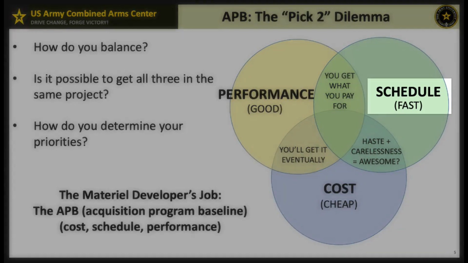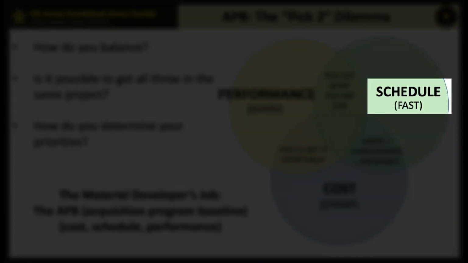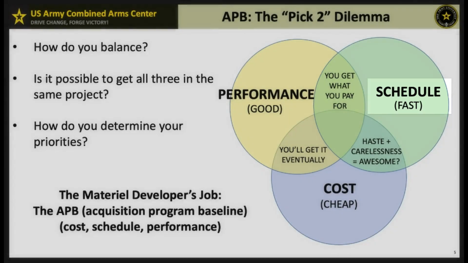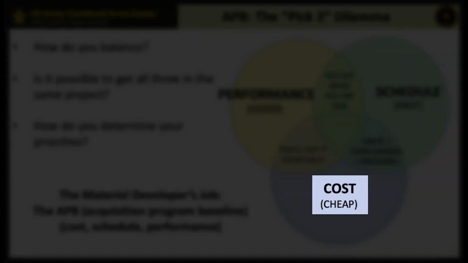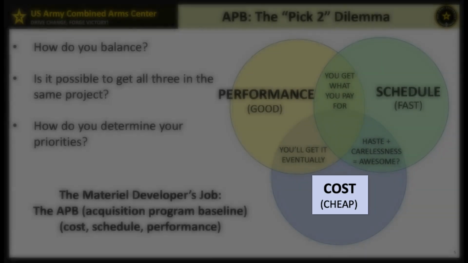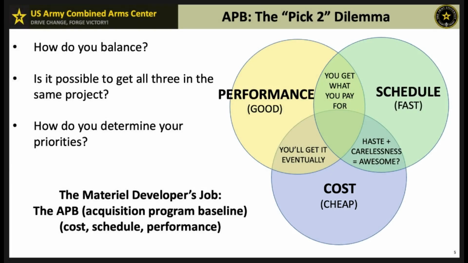Schedule, fast, refers to the timeline within which the project needs to be completed. Emphasizing schedule typically speeds up delivery, but may require sacrifices in other areas. Cost, cheap, involves managing the budget to ensure that the project stays within financial constraints. Focusing on cost efficiency can lead to reduced expenses, but might compromise quality or extend the timeline.